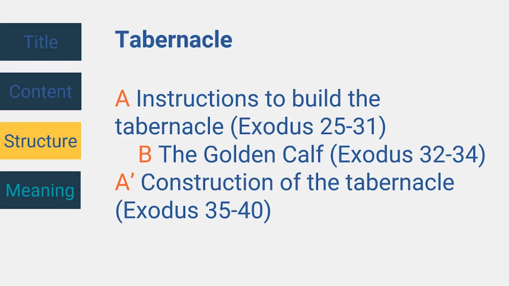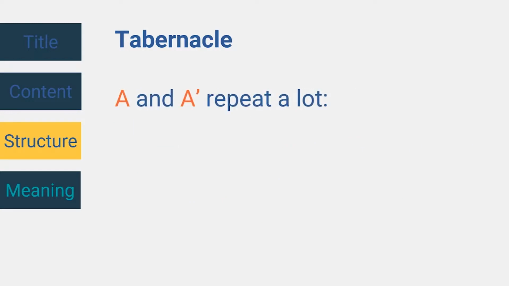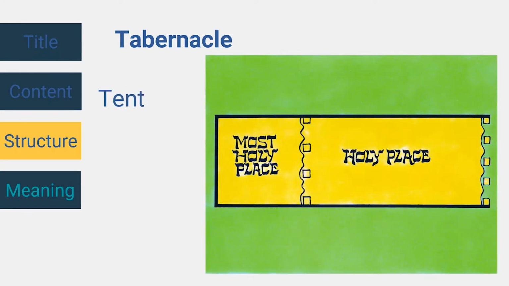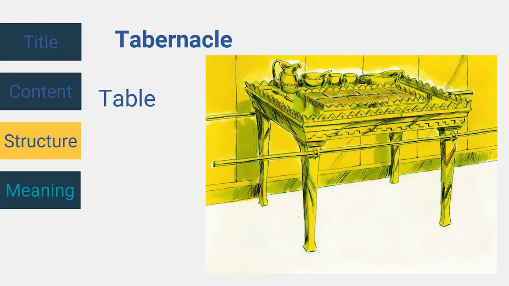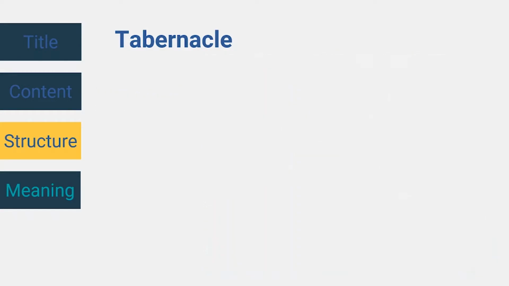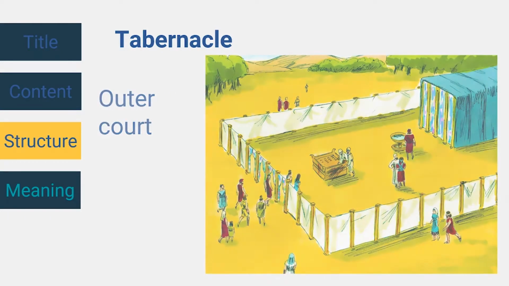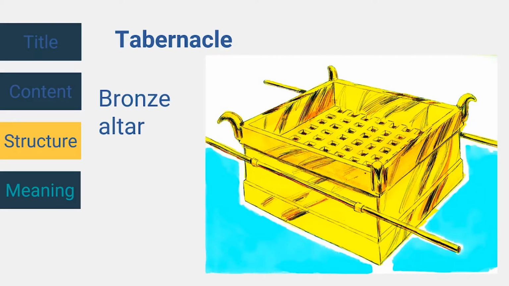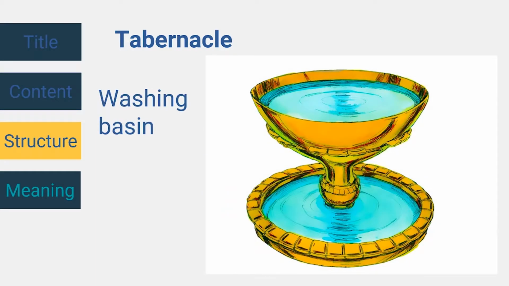And a careful reading will show that almost everything in A is repeated in A'. The order differs somewhat between A and A', but both of them include the following: the Ark of the Covenant, the tent with a separation between the holy and the most holy place, also called the Holy of Holies in some translations, the table for the bread, the lampstand or the menorah, the altar for the burning of incense, the outer court, within it the bronze altar for animal sacrifices, and the washing basin.